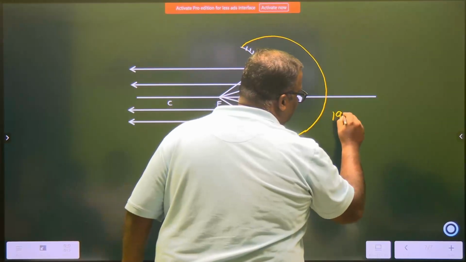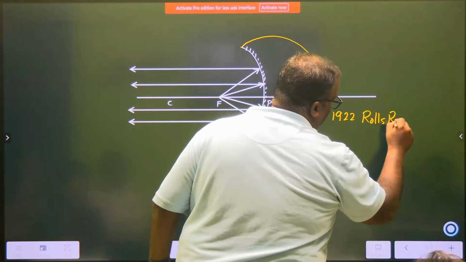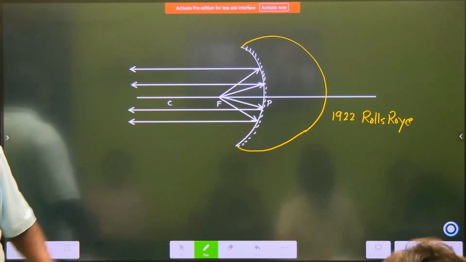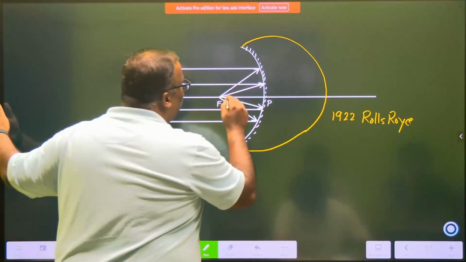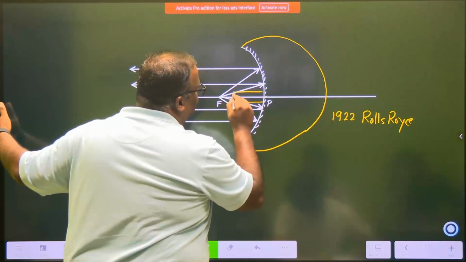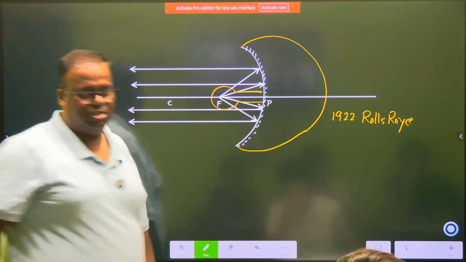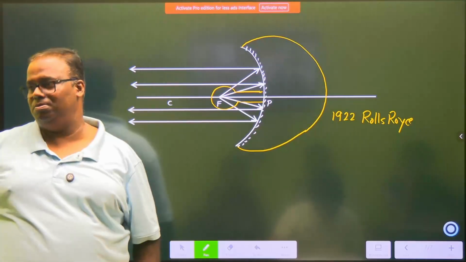This is the vintage 1922 Rolls-Royce headlamp. Do you understand? It's the vintage 1922 Rolls-Royce headlamp whose bulb was manufactured in such a manner that the filament of the bulb comes exactly at the focus. That's the job of the headlamp, that it will give you straight beams.